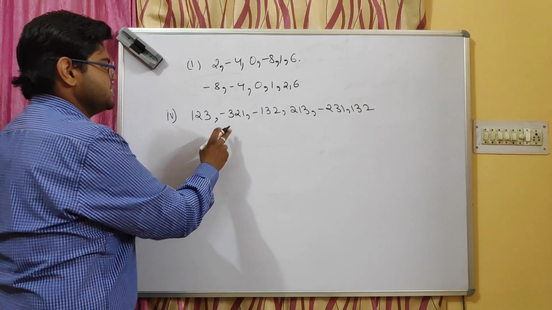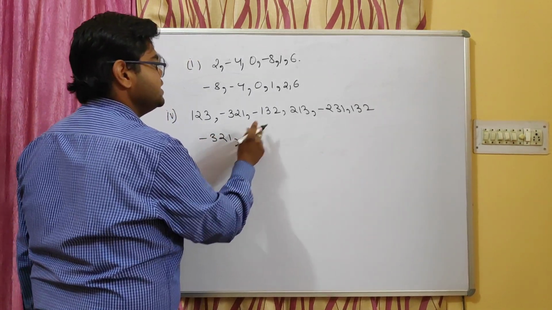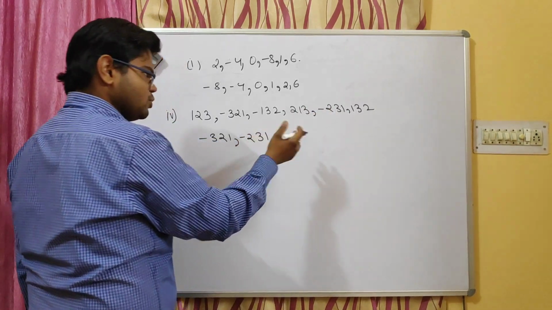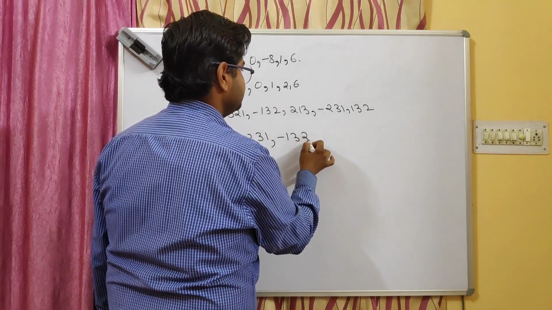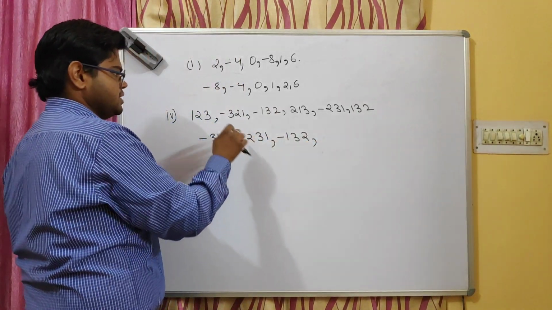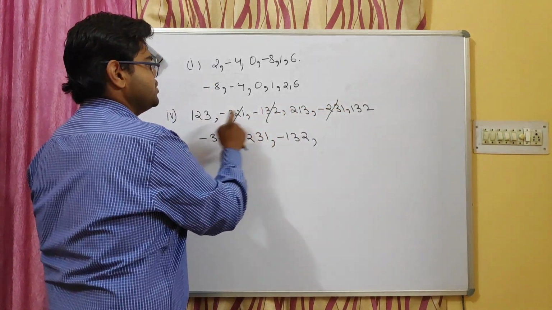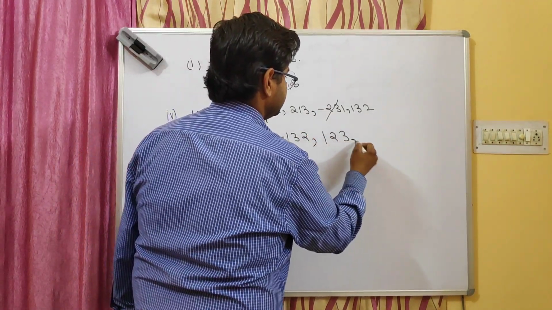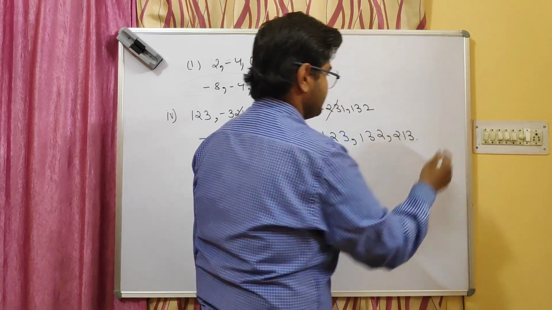So the smallest number here that we have is minus 321, then minus 231. We need to look at the negative numbers first, minus 132, then you have, okay, so we are done with this. What we have left now: 1 2 3, 2 1 3, 1 3 2. So 1 2 3, then 1 3 2, and after that 2 1 3. Okay.